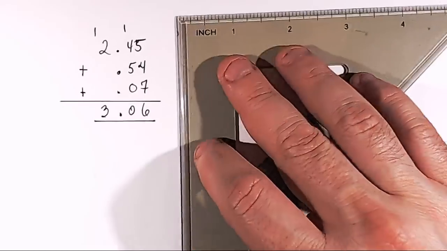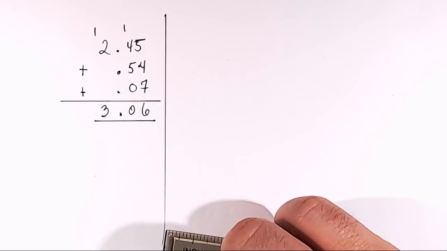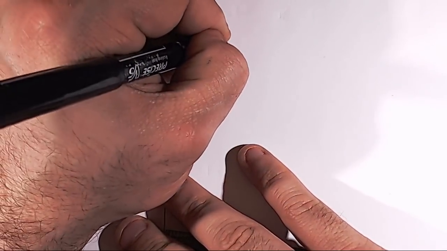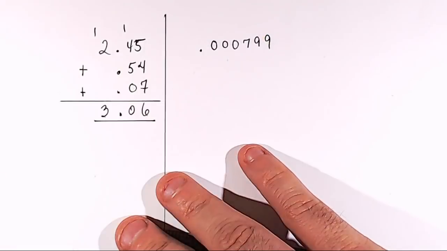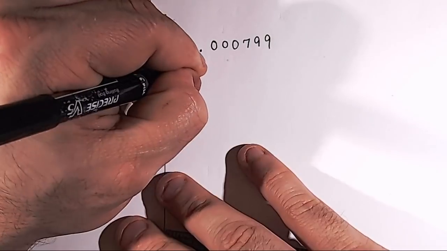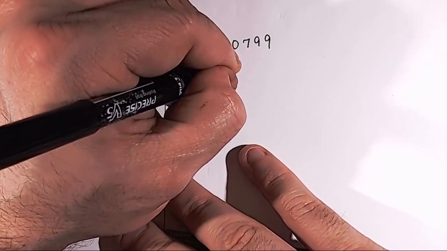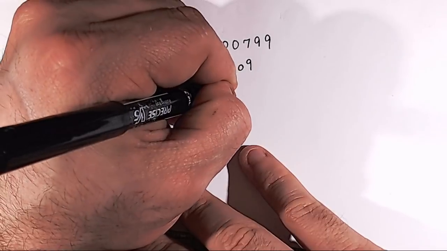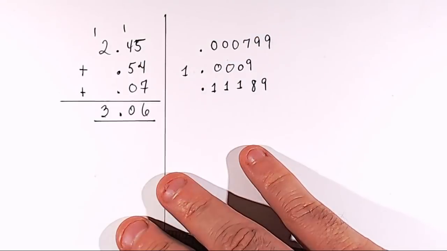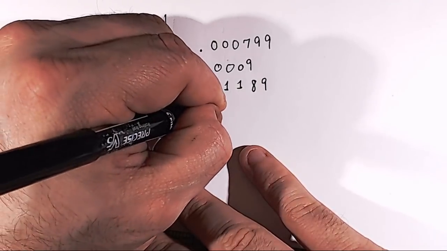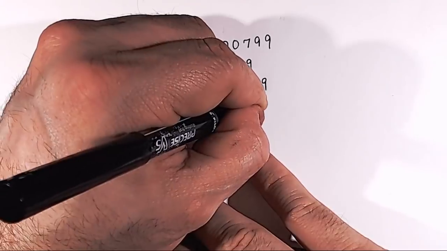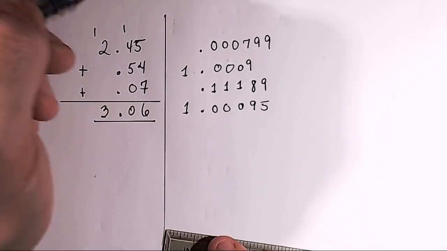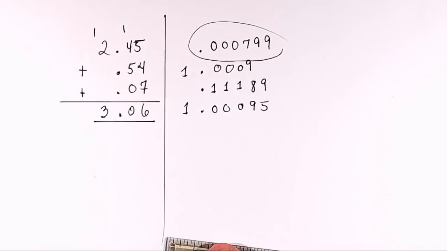All right, the next question asks us to pick which one of the answer choices represents the smallest value. 0.000799, 1.0009, 0.11189, and 1.00095. All right, which one's the smallest number? And it is this one. It has the most leading zeros after the decimal.